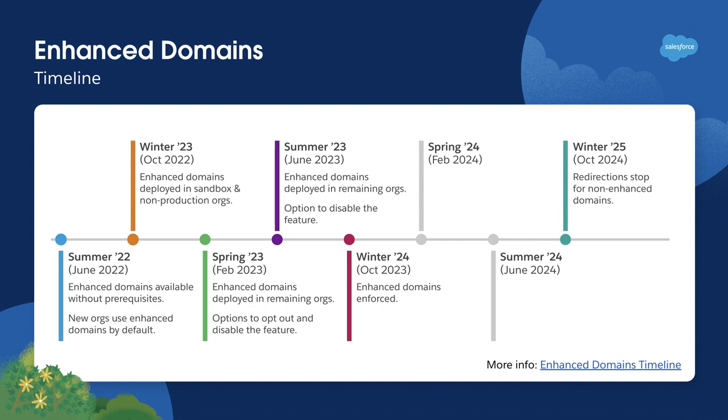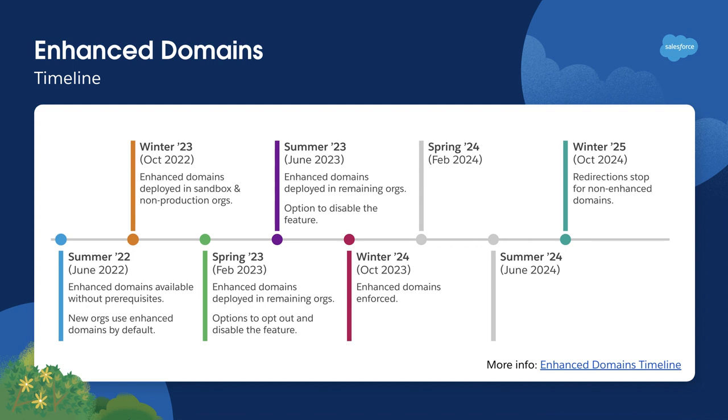In Winter 23, to help you test, we enabled and deployed enhanced domains in sandboxes and non-production orgs. There were a couple of exceptions based on org configuration, but it was deployed by default in most non-production orgs, and you could disable it if you wanted to. So you may have seen enhanced domains enabled in one of your sandboxes.